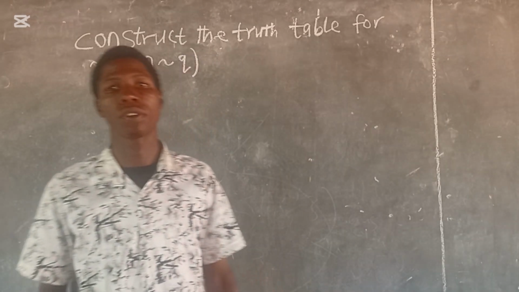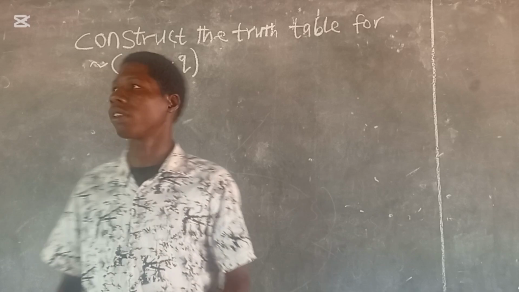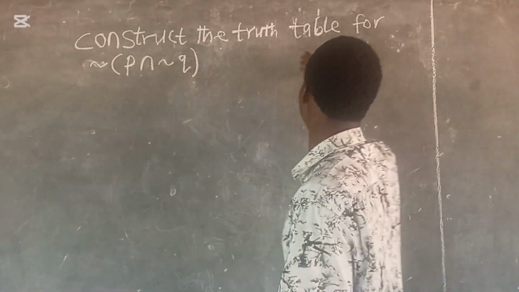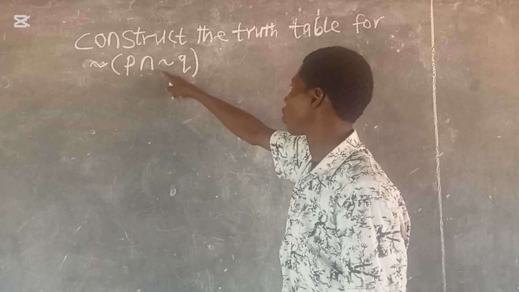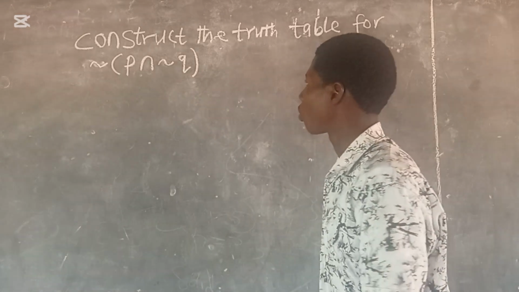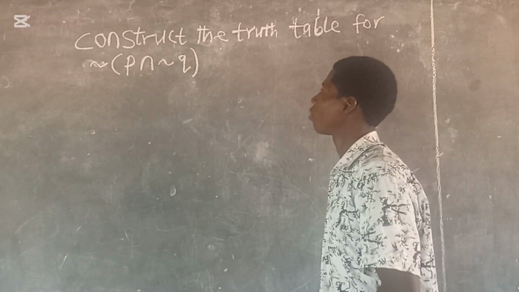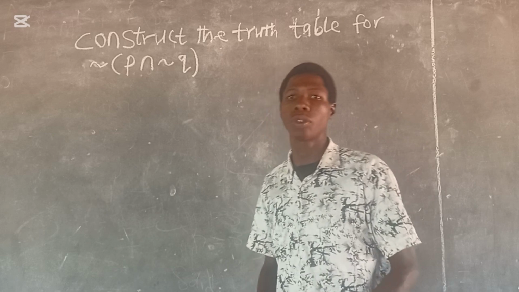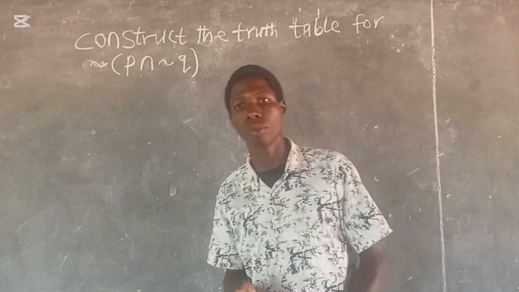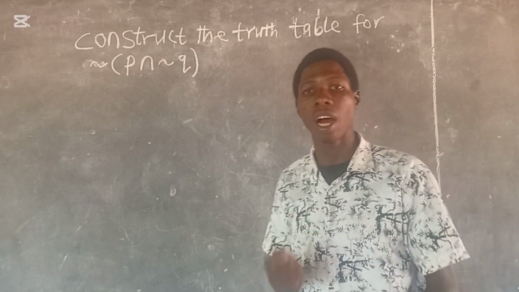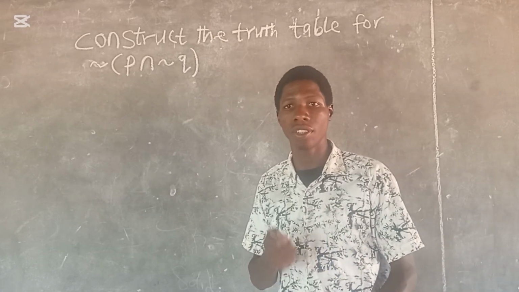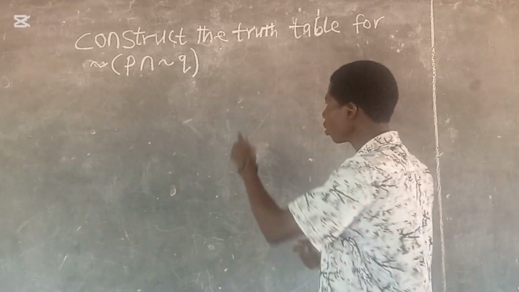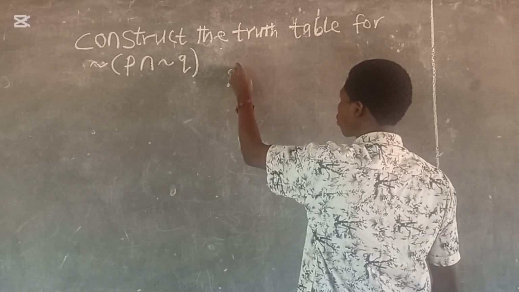Today we are going to solve a logic question, and the question says construct the truth table for negation of (P and negation Q). For you to solve this kind of question, first of all, you identify the total number of rows that the table is going to entail. And how do you know the total number of rows? There is a formula to use. The formula is 2 raised to n.